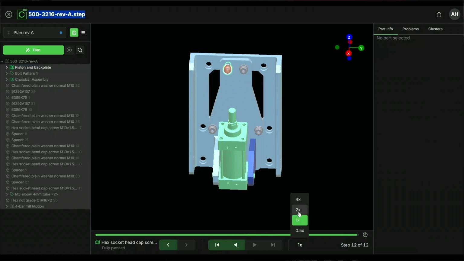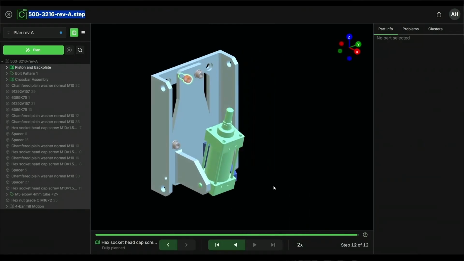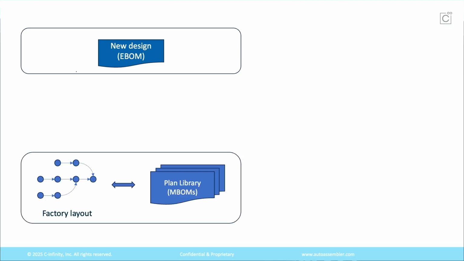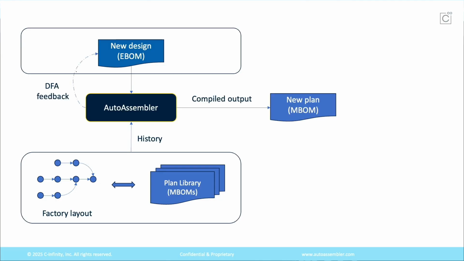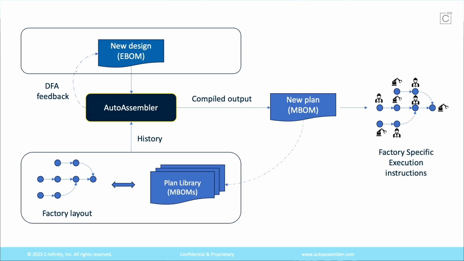So reuse and reconfiguration are two big parts of how you can speed up manufacturing planning. And ultimately how AutoAssembler works is that it takes in a design, takes in a library of existing plans, which reflects the topology or the layout of your shop floor, takes that together, and constructs a process plan after giving you design for assembly feedback. The compiler's output, which is an MBOM, is then fed back into the library to learn continuously about your enterprise's know-how, essentially, and then you compile it further down into factory-specific instructions.